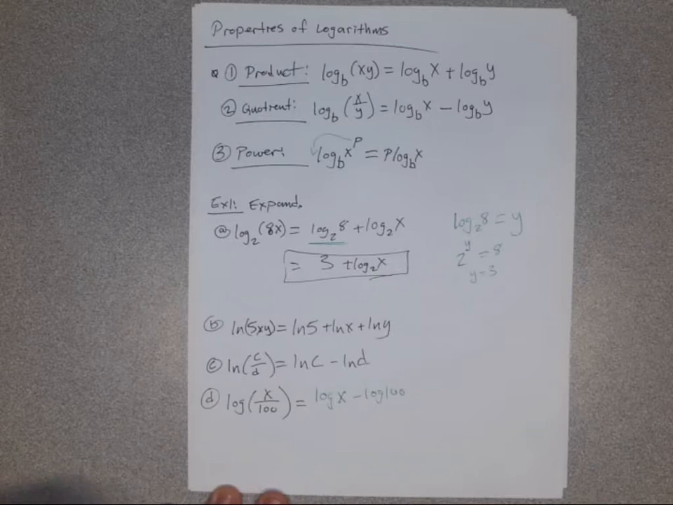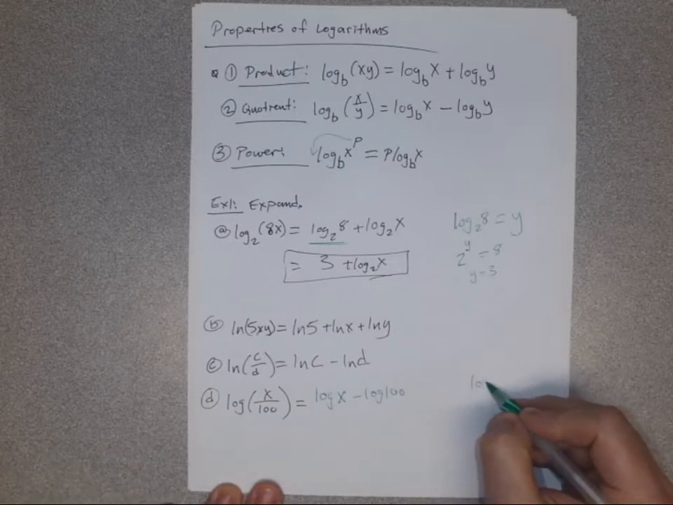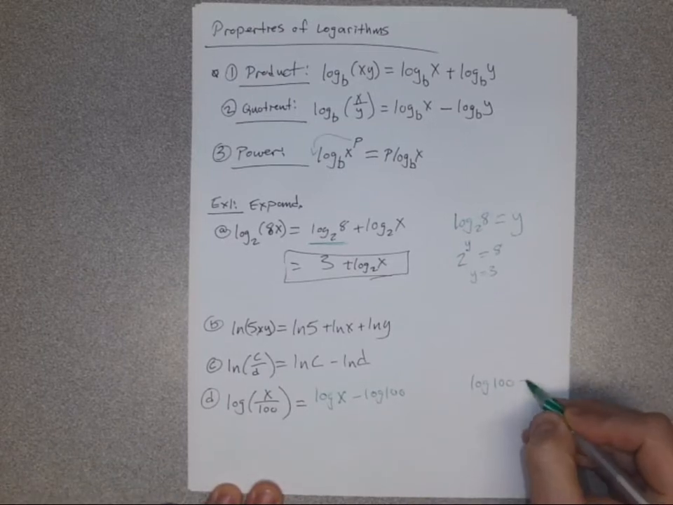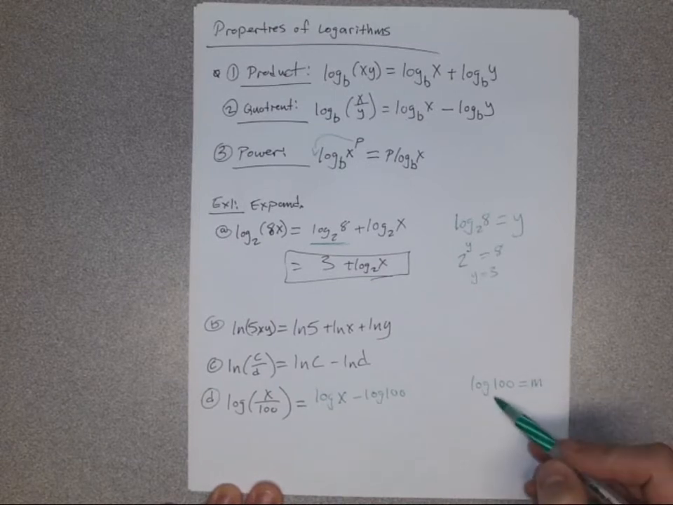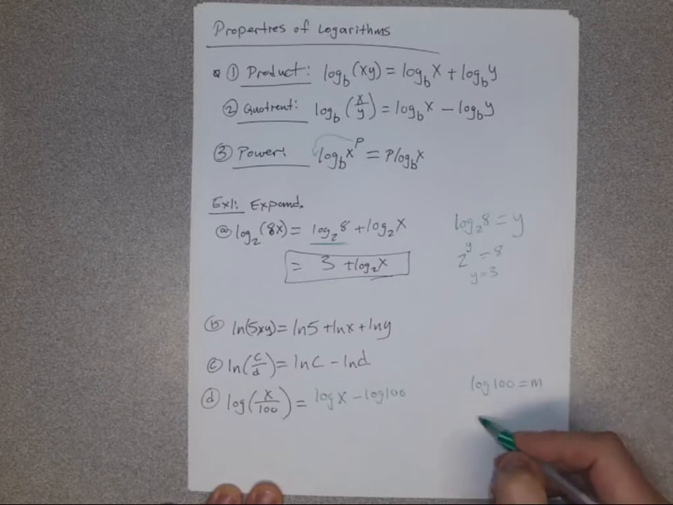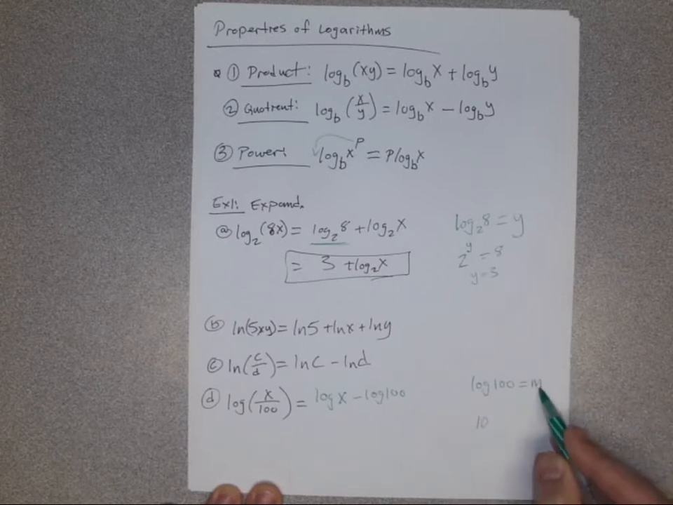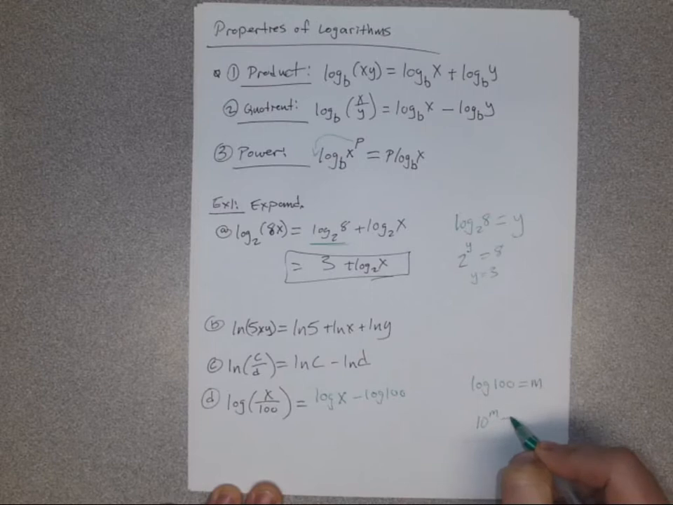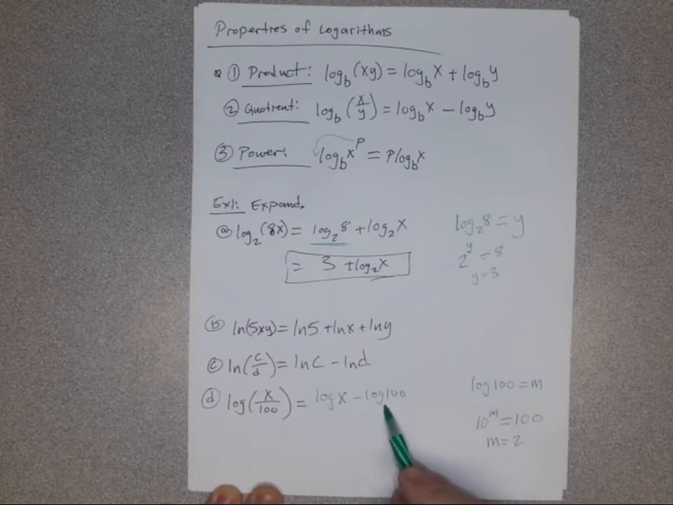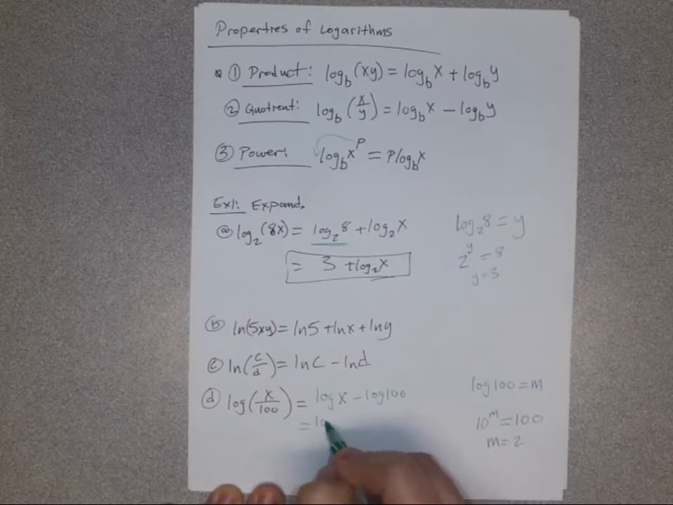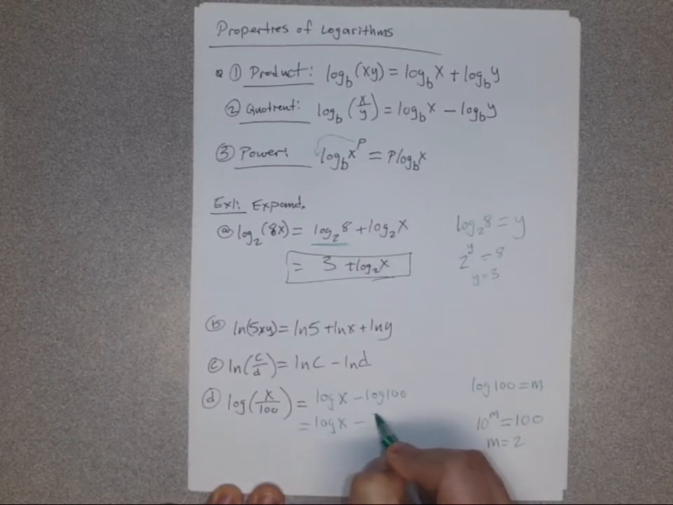So we'll do a little side work. Log of 100, and let's set it equal to something, let's call it m. And so what is my base here? If nothing's written, that means my base is 10. And then my exponent is m, and that's equal to what's left over, 100. So that tells me m has to equal 2. So that's what is replaced here. This is equal to log x minus 2.